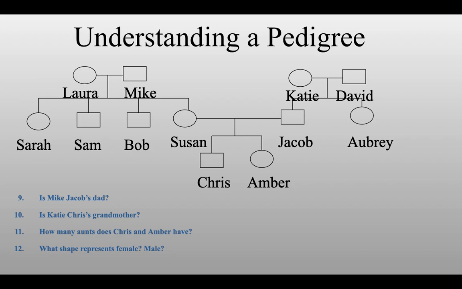Is Mike Jacob's dad? Here's Mike. Is Katie, right here, Chris's grandma? How many aunts do Chris and Amber have? And what shape represents a female? What shape represents a male? Go ahead and pause the video and answer the questions.